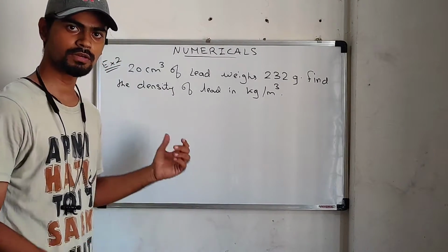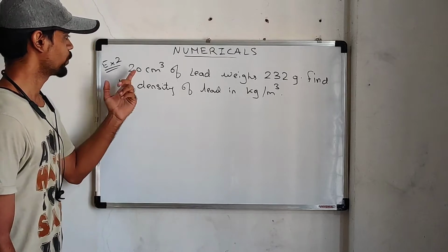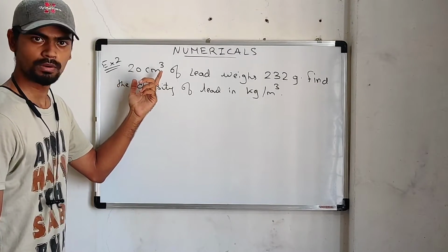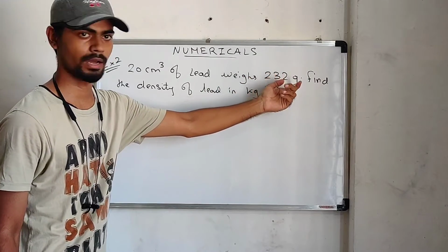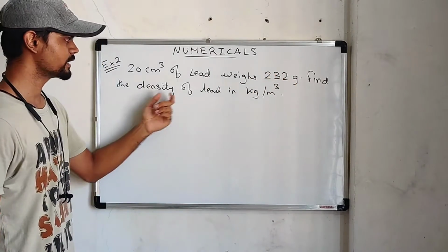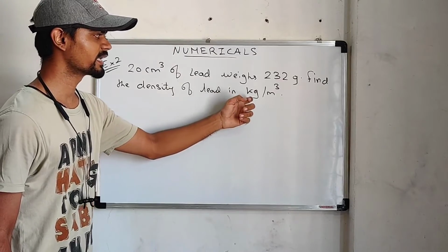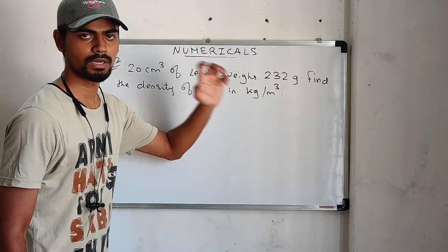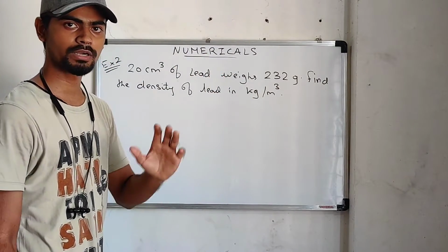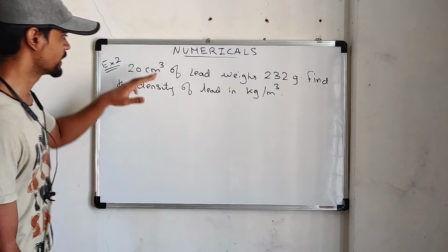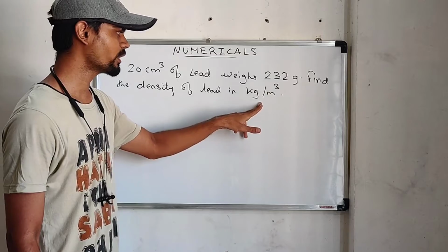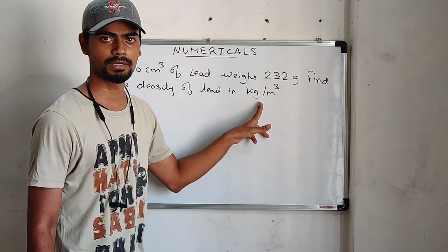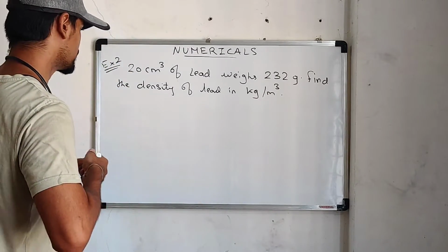Here is our second example. 20 centimeter cube of lead weighs 232 gram. Find the density of lead in kg per meter cube. Now here we have to be very careful. The data given to us is in centimeter cube and gram, but we want the answer in kg per meter cube. So let us first write down the data.